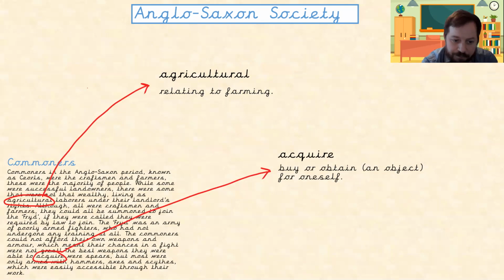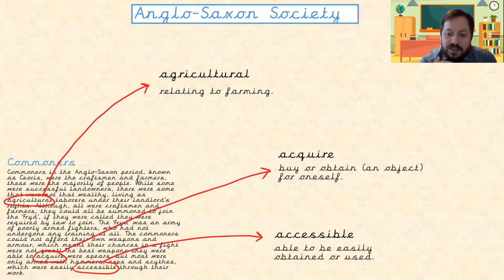So in this case, they were able to acquire, so maybe they had some way of getting spears, but the majority of them could only acquire hammers, axes, and scythes, so what they were able to get hold of. And lastly, accessible, which means it's easy to get hold of, basically, easily obtainable or used. And they were easily accessible because they were able to find them within their work. So it was part of their work, they were able to get them.